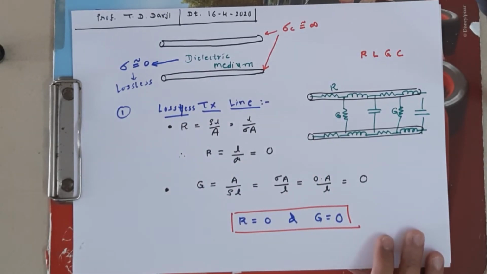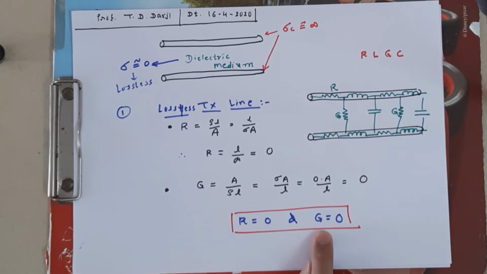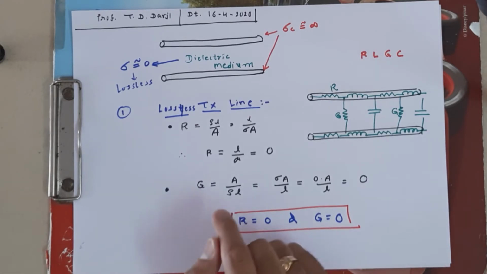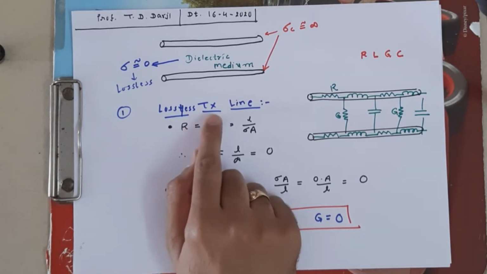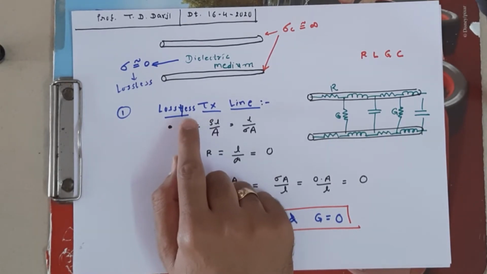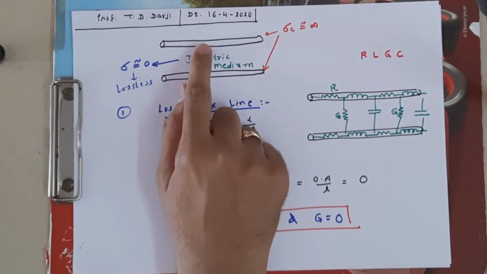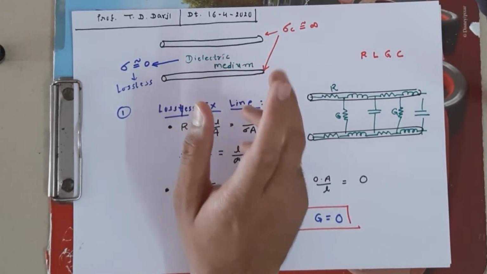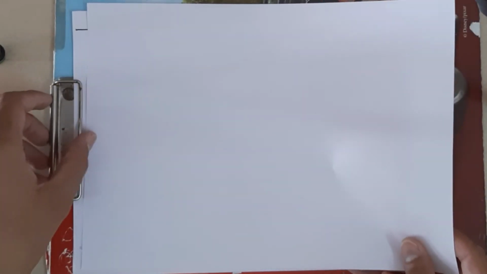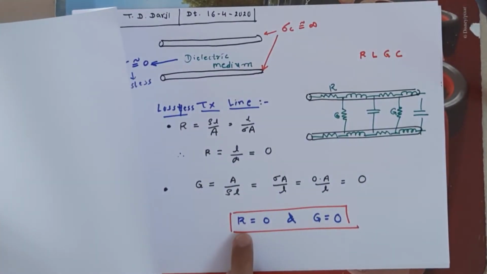Now I have to put the values of R and G in the equation of propagation constant and characteristic impedance. We can say that the transmission line is lossless if the conductors of the lines are perfect and the dielectric medium separating these two lines is lossless. Clear? So now I have to put the values of R and G into the equation of propagation constant and characteristic impedance.